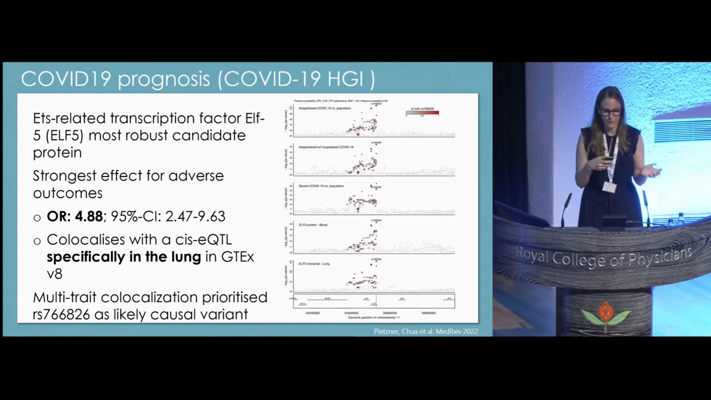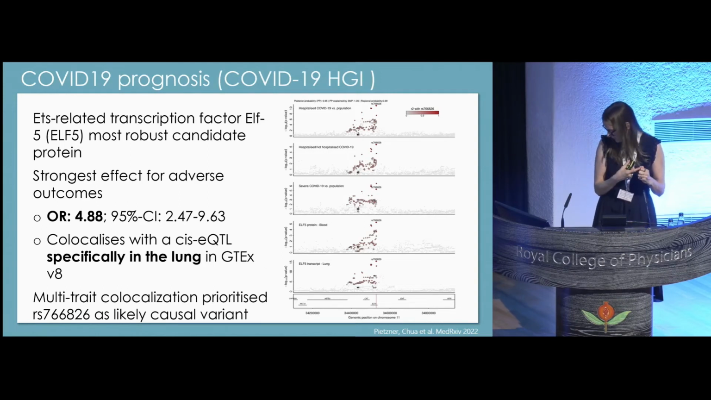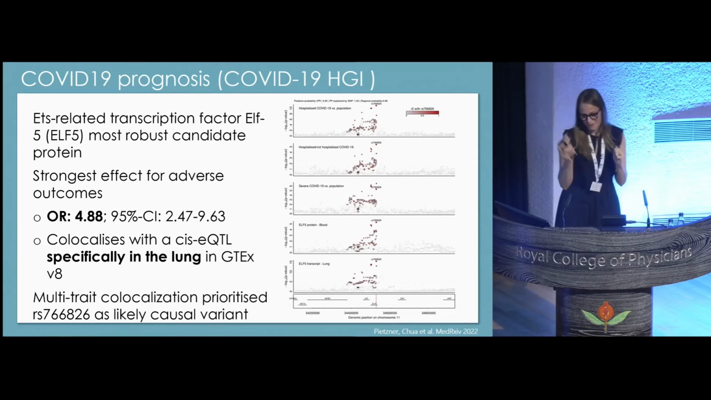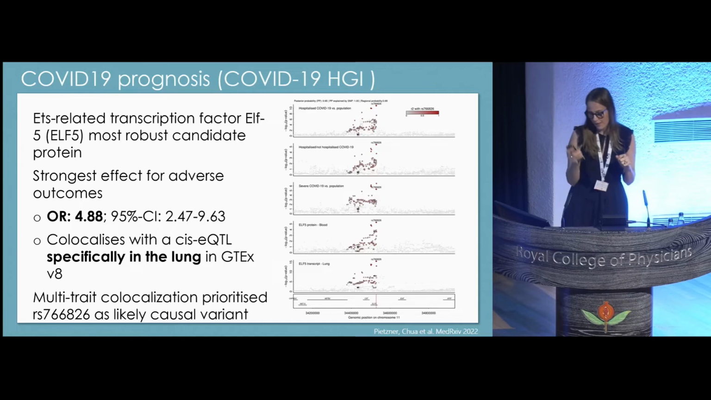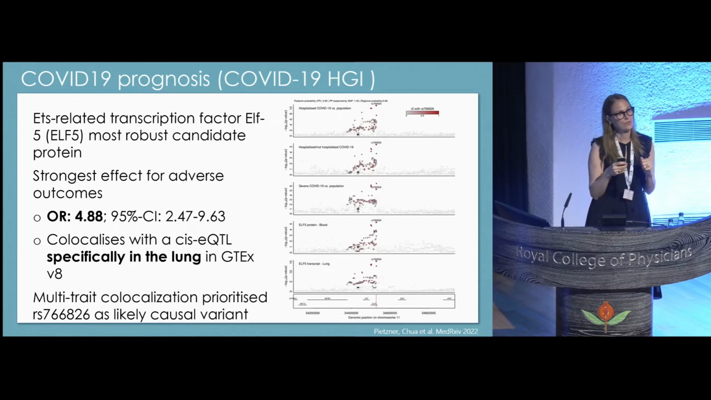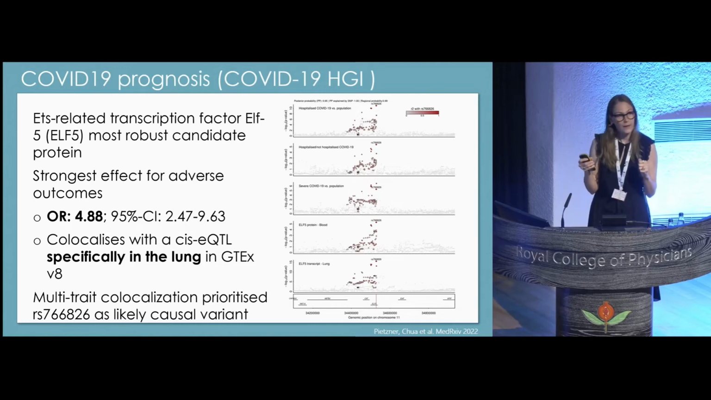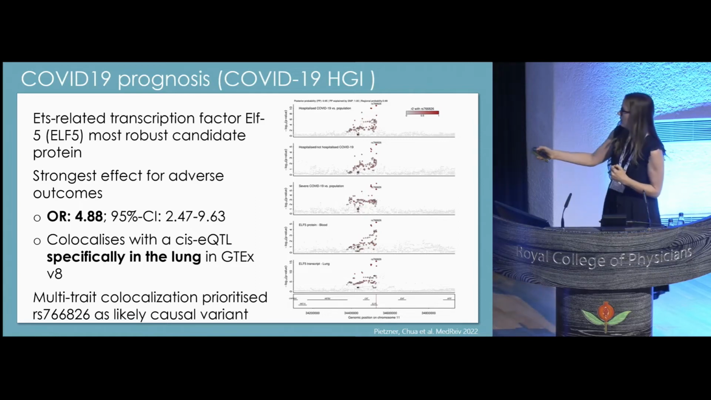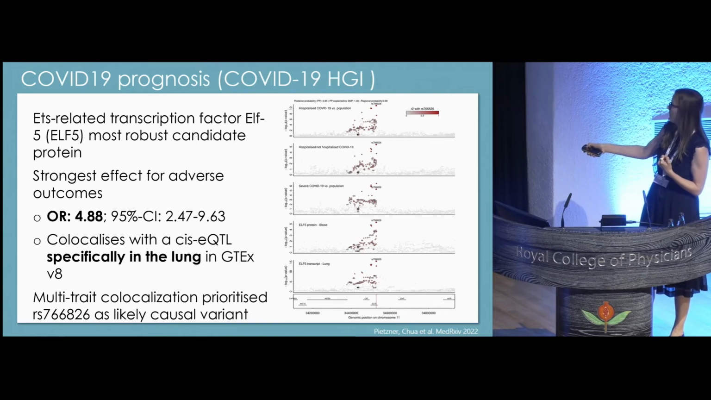We confirmed what we and others had previously published about ABO and, the other one escapes me now. Anyway, so we did find there was previously a reported peak on chromosome 11, and we found that L5 was the most robust candidate protein for this particular peak. And it was most associated not so much with infection, but with severe outcomes. And here you see exactly what I've described to you before. Here's the genomic region, here's L5.